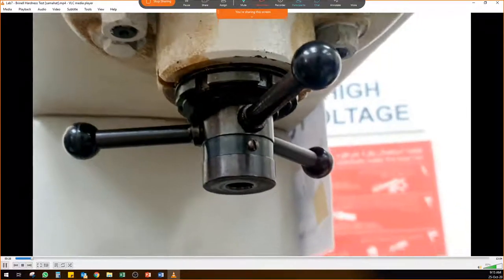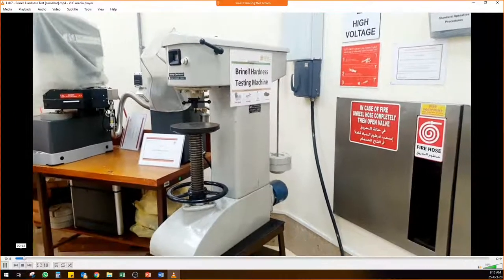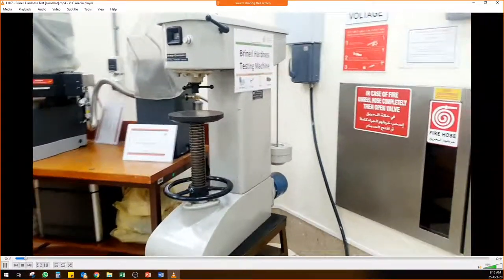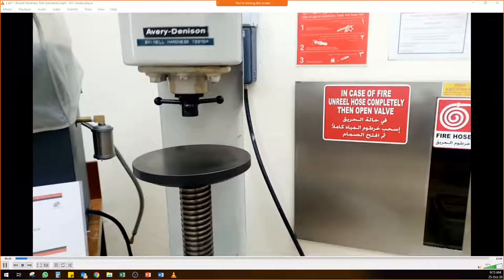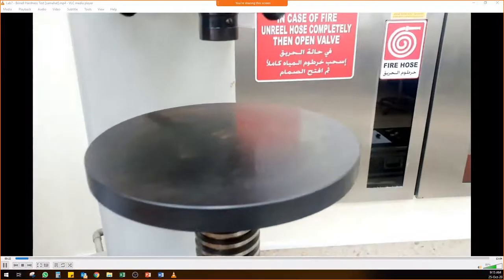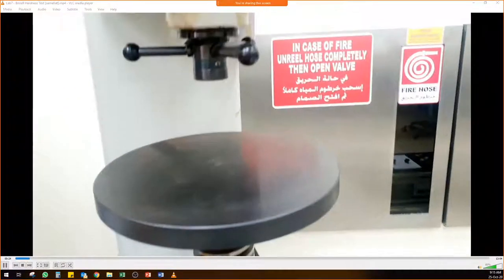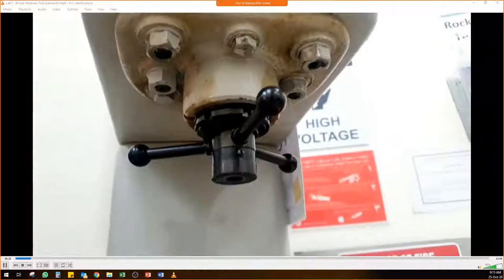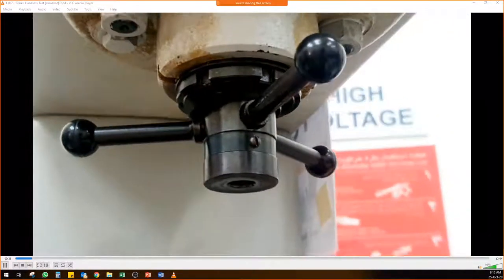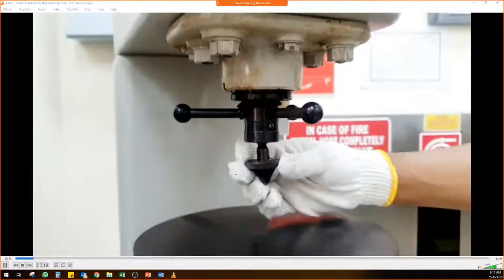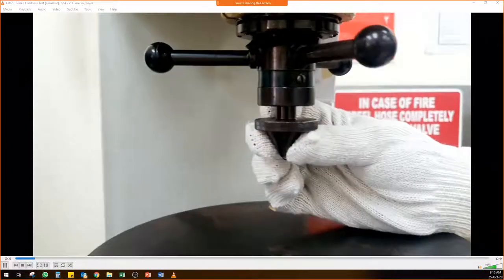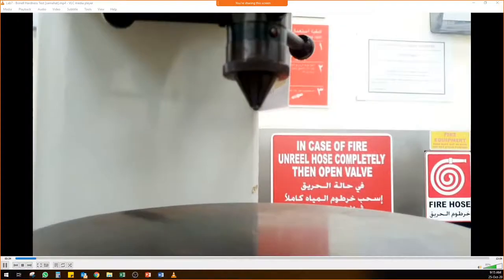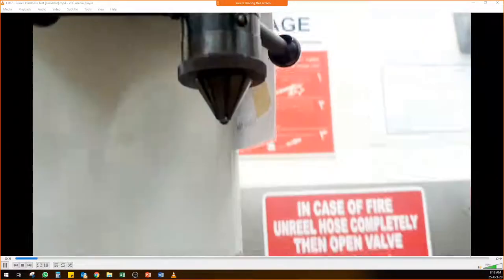So this is a Brinell hardness testing machine. We have here a rotating table, and this is the place we will keep the sample, and here we will attach the ball indenter, which is used to create plastic deformation, localized plastic deformation on your sample. So the ball indenter looks like this.